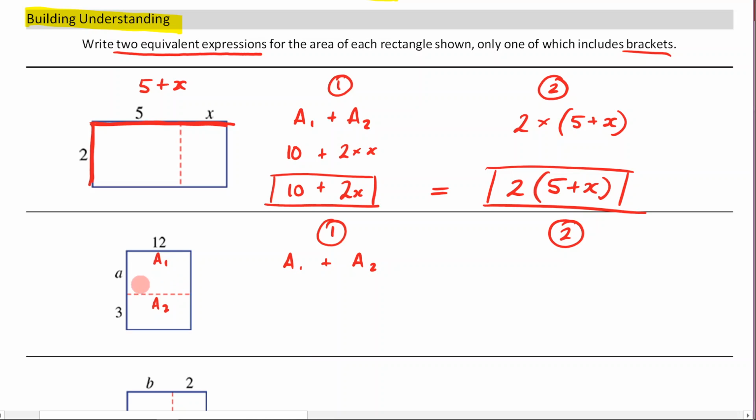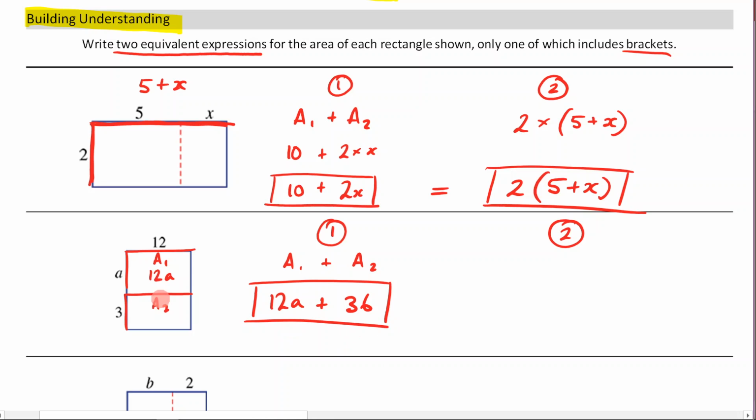So to find A1 here, it's simply going to be 12 times A, which is just 12A. And then to find A2, it's going to be 12 times 3, which is 36. So that means our answer would be 12A plus 36.